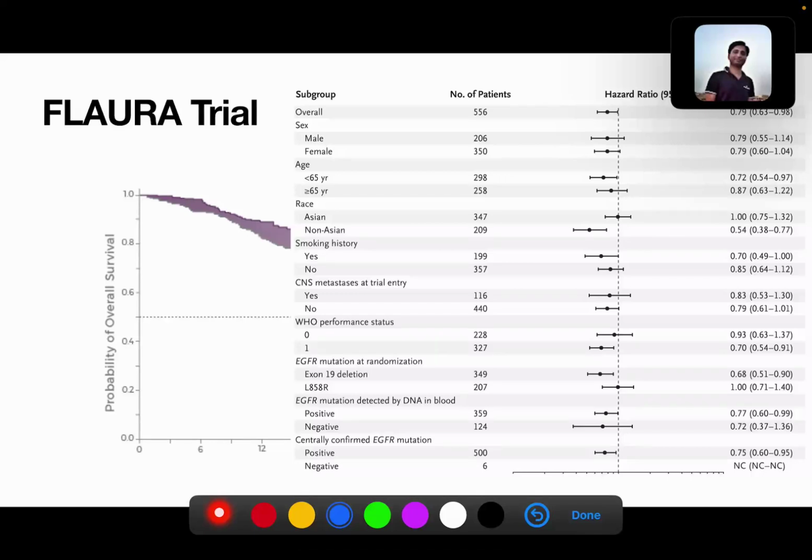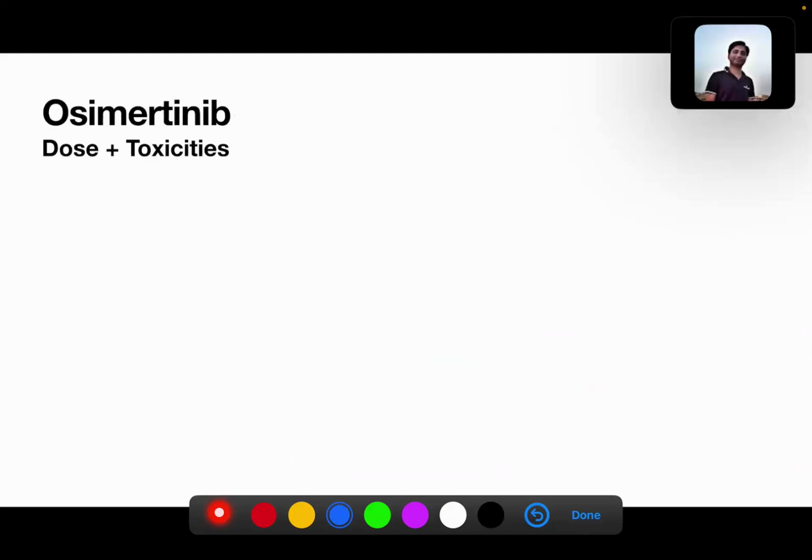Now, although osimertinib was approved as the first line agent, there were certain lacunae that osimertinib had. For example, if you look at the subgroup analysis, the L858R had decreased survival outcomes compared to exon 19 deletion. So this L858R, which makes up around 40% of EGFR mutations, had lesser outcomes when compared to exon 19 deletion with osimertinib. So we move towards combination therapies to see if we can circumvent some of these deficiencies.